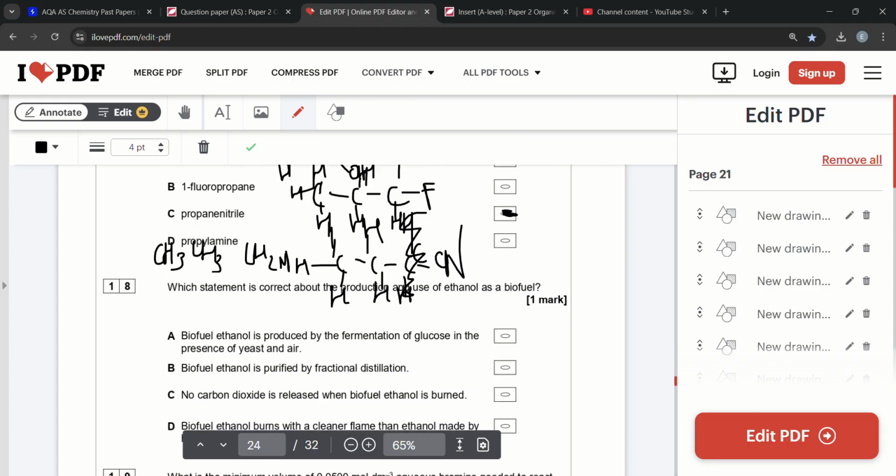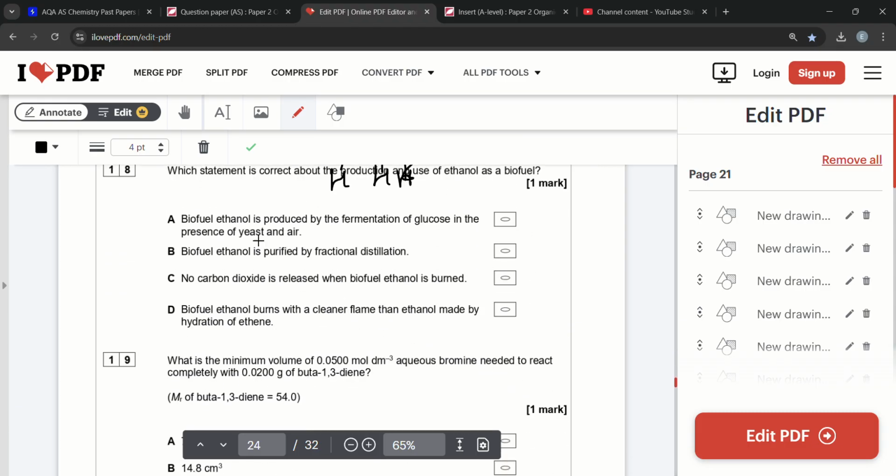Which is correct about the production and use of ethanol as biofuel? Bioethanol is produced by the fermentation of glucose in the presence of yeast and air, purified by fractional distillation. That's true. No carbon dioxide release, that's false. Burns with cleaner flame, no. Produced by fermentation in the presence of yeast and air, no.